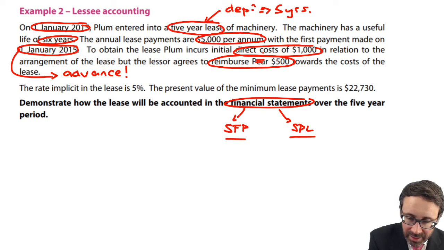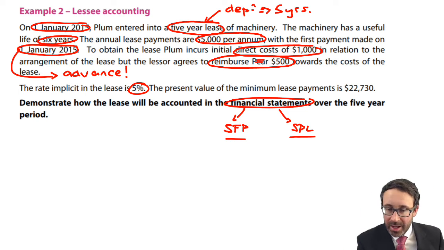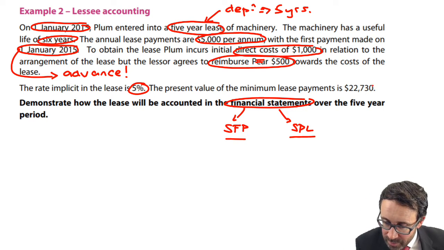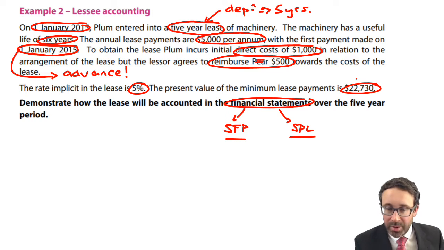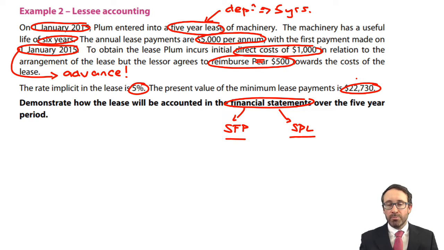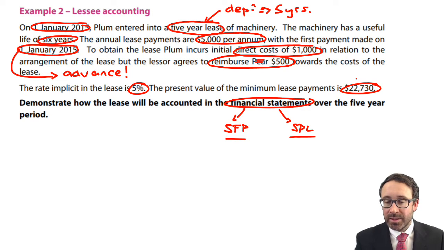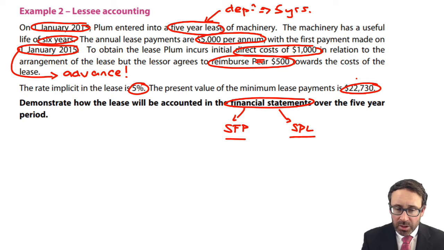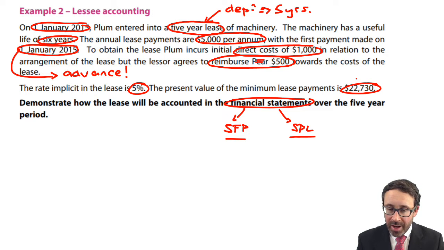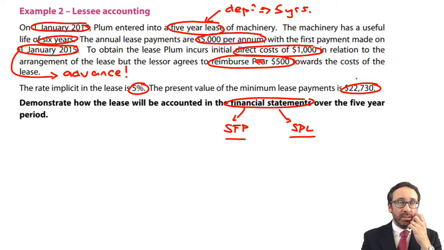We're told the rate implicit in the lease, so what the discounting has been done at, is 5%, and we're given the present value of those lease payments. So the present value of the $5,000 per annum is $22,730. Excellent. There we go. So let's go through and have a look at the various bits and pieces.